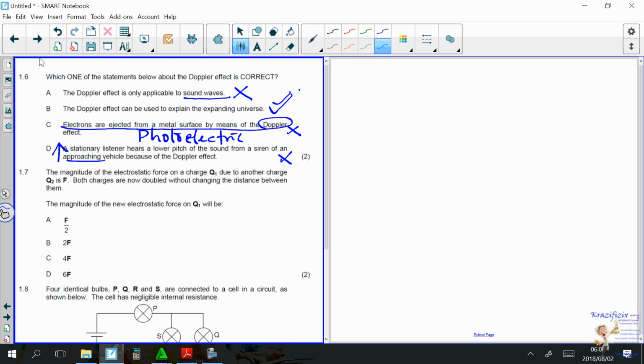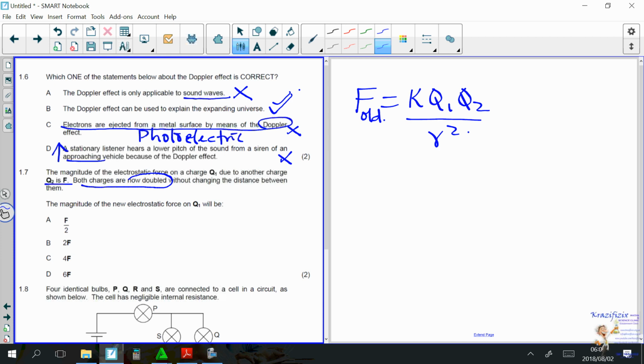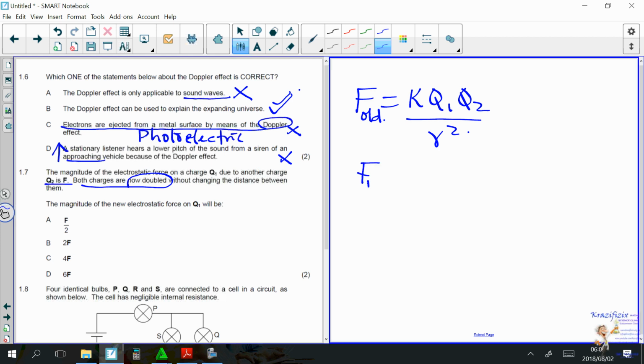B. 2 marks. The magnitude of the electrostatic force on Q1 due to another Q2 is F. Now what should come to your mind quickly is F equals kQ1Q2 over r squared. Now let's say this is our F old. Let's just put it like that for simple understanding. Both charges are now doubled, which means I have a new force. And that new force, let's check now, would be k.